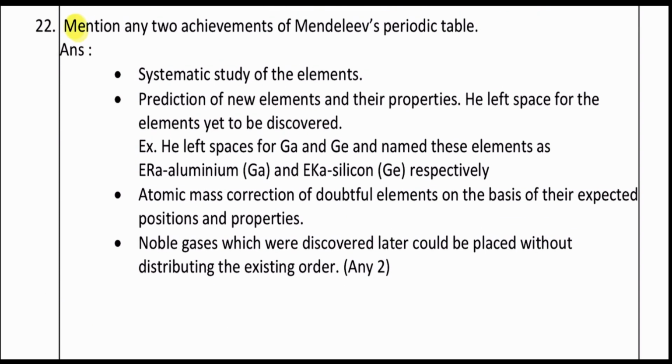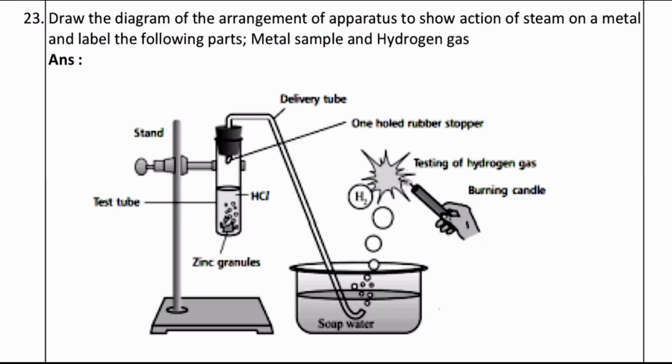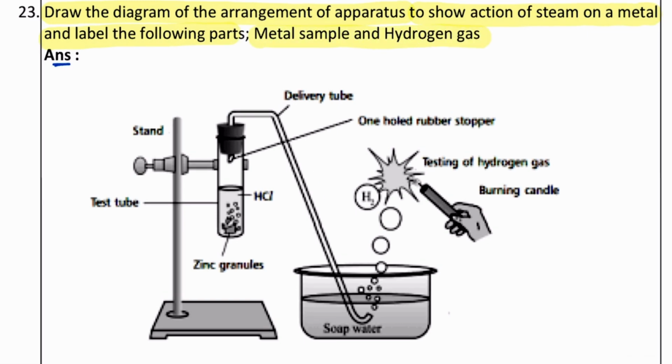22nd. Mention any two achievements of Mendeleev's periodic table. You can write any two here. Draw the diagram of the arrangement of apparatus to show the action of steam on metal and label the following parts. Metal samples, hydrogen and gas. Here is the answer.